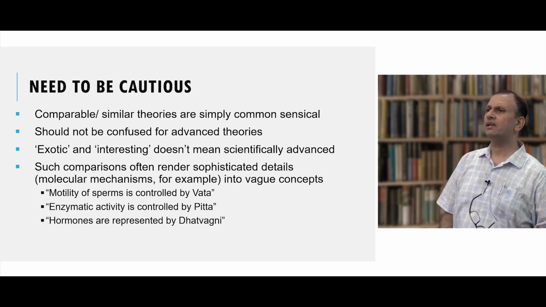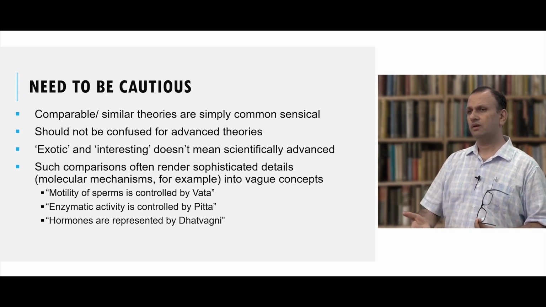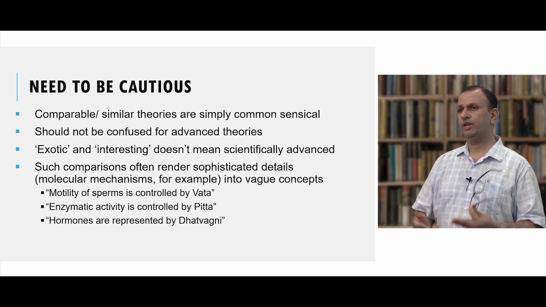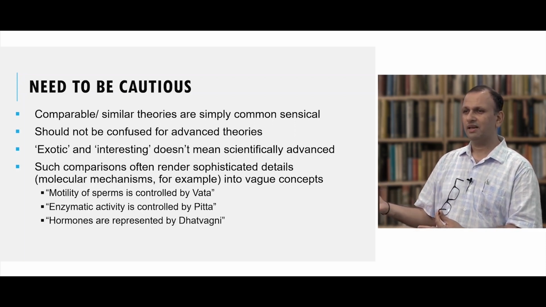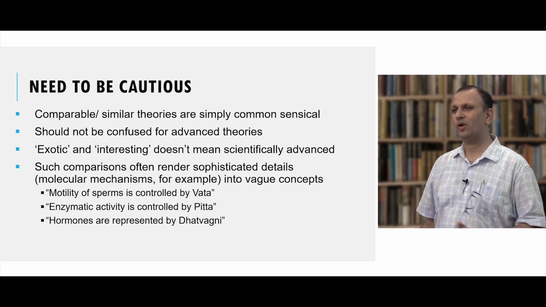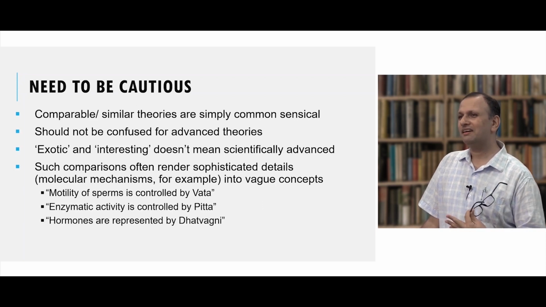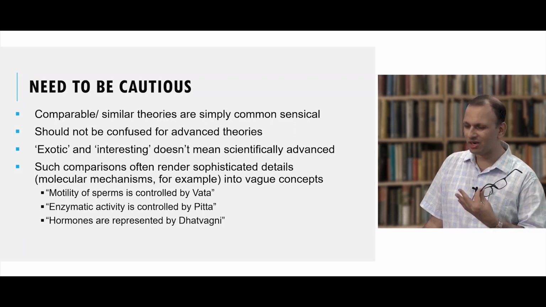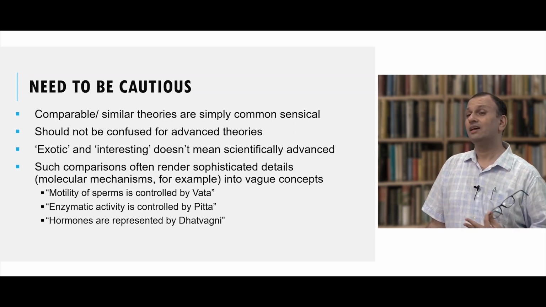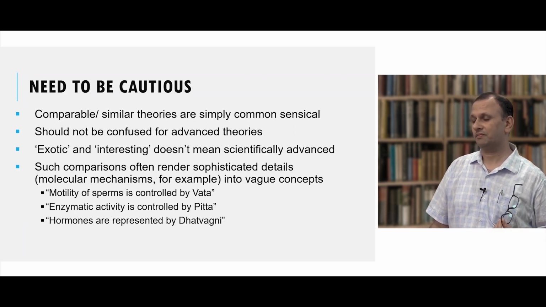Such comparisons often render sophisticated details, such as molecular mechanisms, into vague concepts. For example, enzymatic activity is a molecular level mechanism. When you know the molecular structure of a protein, of an enzyme or something like that, and you convert it into pitta or agni, what are you doing? You are converting a sophisticated detail into a vague concept. We need to understand this. This is something very interesting, and we have to be very, very careful. Otherwise, we are harming our Ayurvedic system by doing these kinds of exercises.